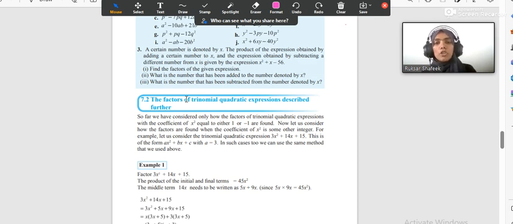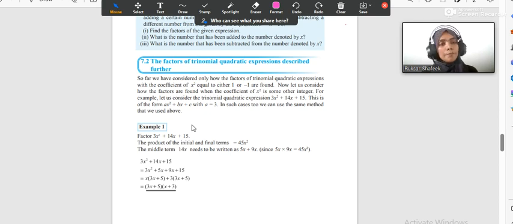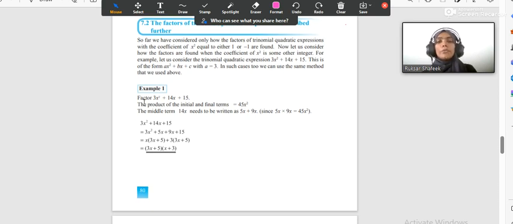So 7.2, the factors of trinomial quadratic expressions described further. Now in the previous questions that we did, the coefficient of x squared, that is the number or digit with x squared, was always 1. We had 1, 1, 1. But now in these questions onwards, we will have a value there, 2, 3, 4, 5, anything. So for example, here we have 3x squared plus 14x plus 15.